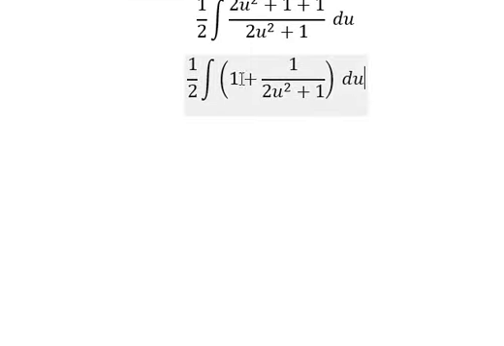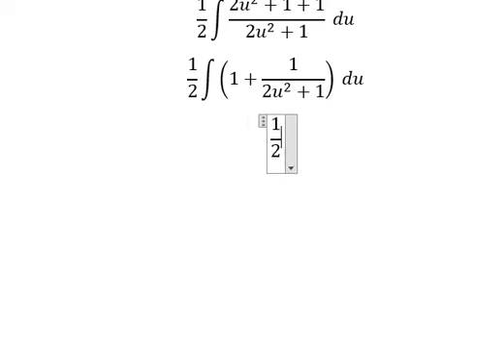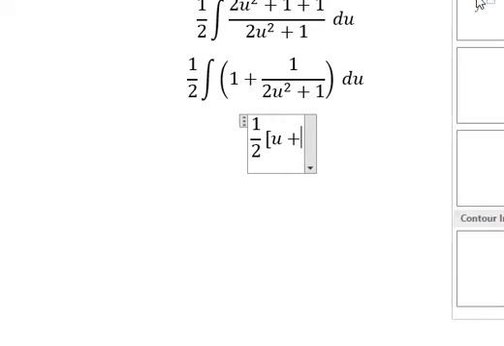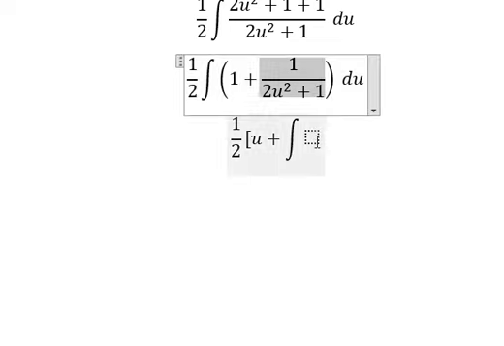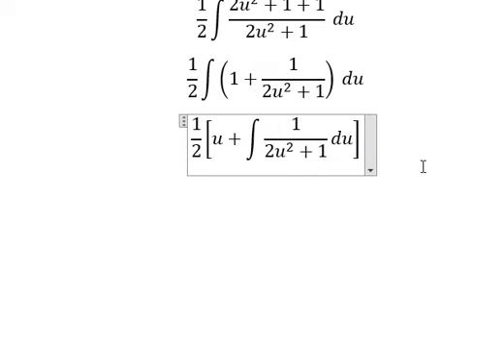The integral of number 1 you get u. Now we just have this one left. Now I will concentrate on this one only.